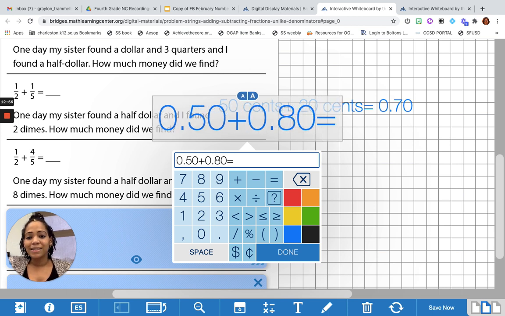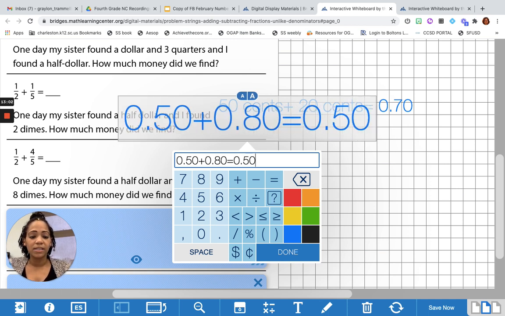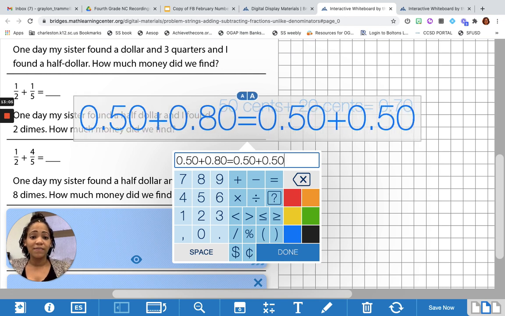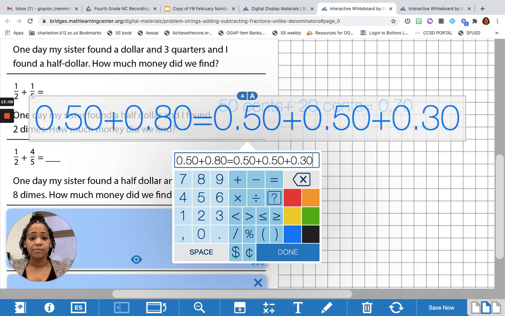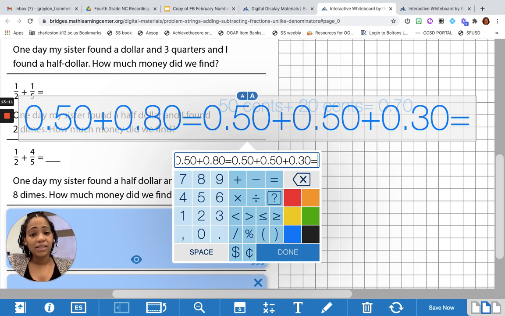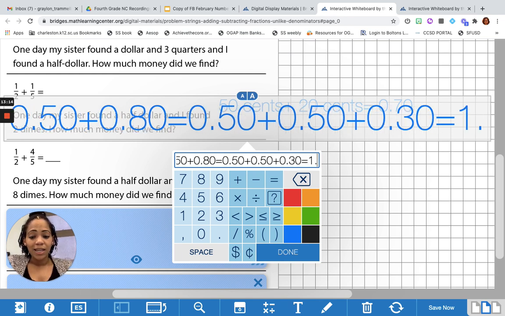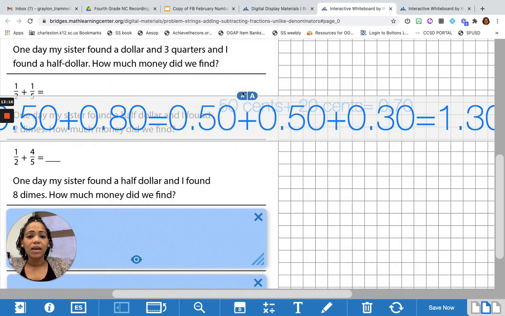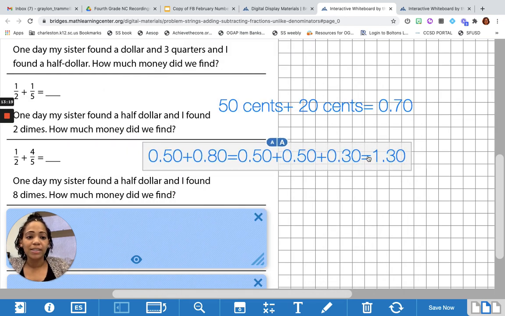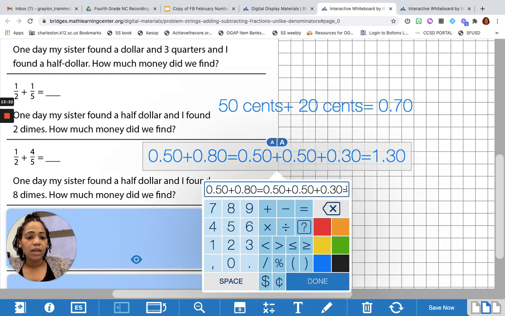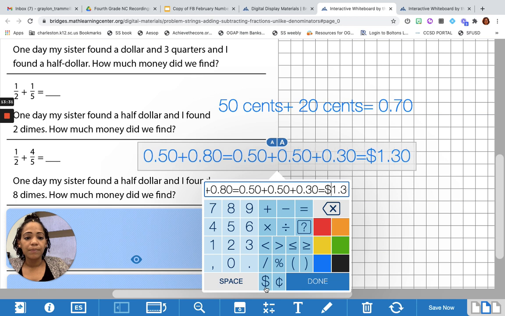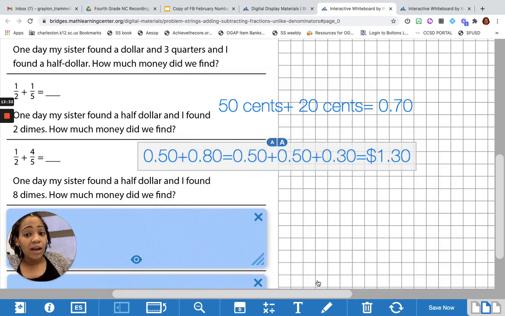50 cents plus 80 cents. How much is it? I'm going to even break up 80 cents. 80 cents is the same thing as saying 50 cents plus another 30 cents, right? 50 cents plus 50 cents is $1, and then I still have 30 cents. So I could say I have $1.30, and I could also say that I have 130 cents. I could say 130 cents. How would I write that as a fraction or as a mixed number?